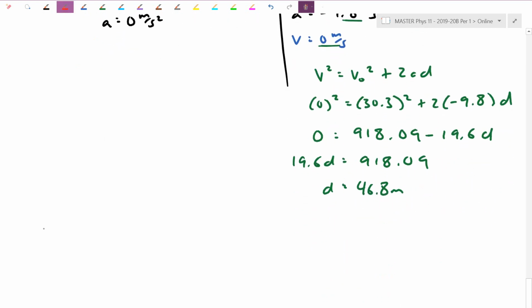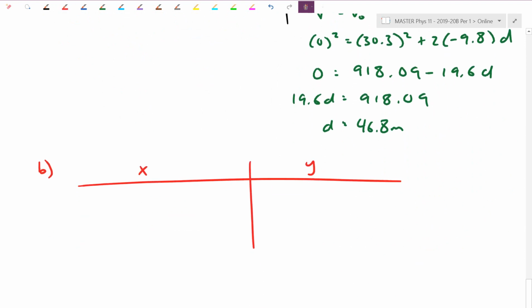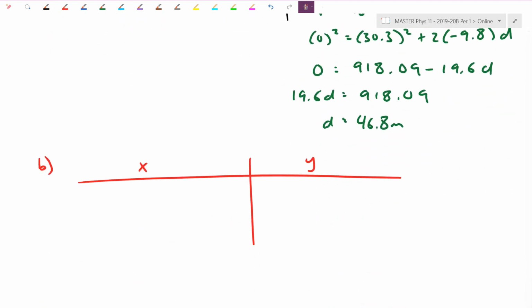So, part B of the question here, let's just trace down some of the numbers. The horizontal velocity was 17.5.